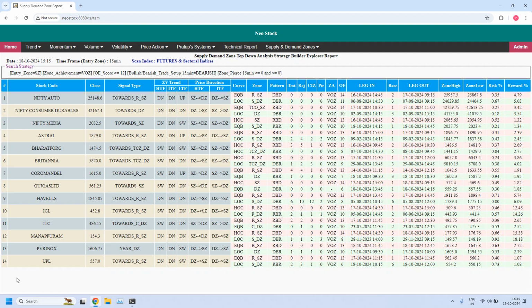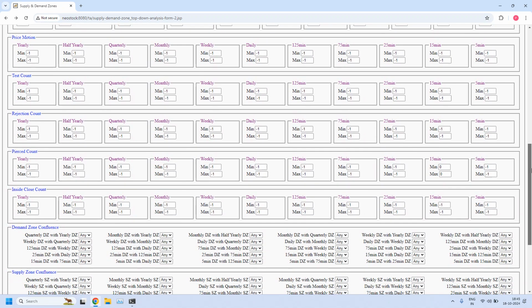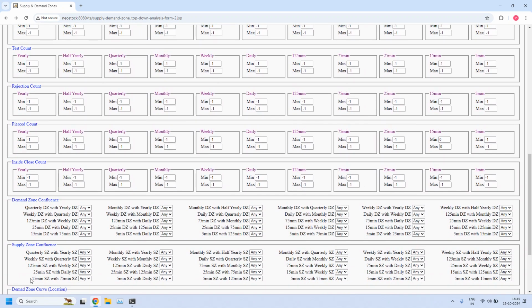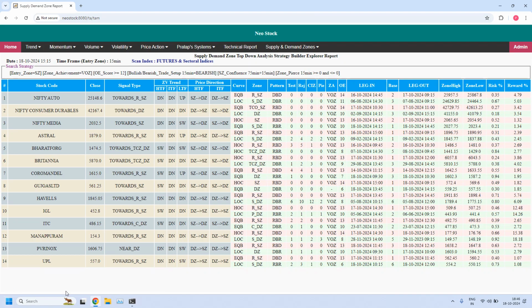So let's verify whether any of these stocks have ITF confluence. Any of these supply zones having ITF confluence, let's verify. So in the supply zone confluence, I enabled the 15 minute supply zone with 75 minute supply zone confluence filter. With this, let's verify. We got 14 stocks again. So that means all these 14 stocks have ITF confluence. That means 15 minute supply zones are part of the 75 minute supply zone.